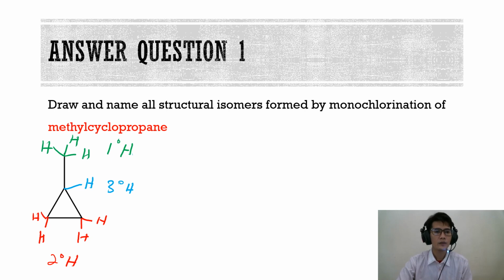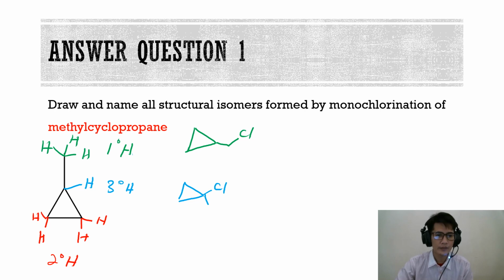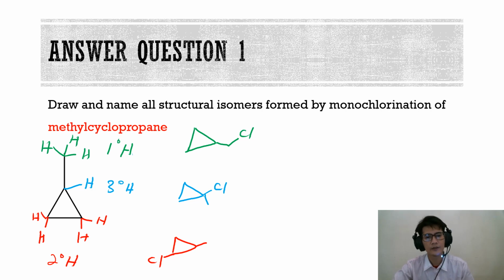Alright, so when you replace the primary hydrogen atom, this is the product form. Alright, when you replace the tertiary hydrogen atom, you will get this. Okay, and when you replace the secondary hydrogen atom, you will get this. Alright, okay, let's go for the blue color. This is the easiest to name the compound.